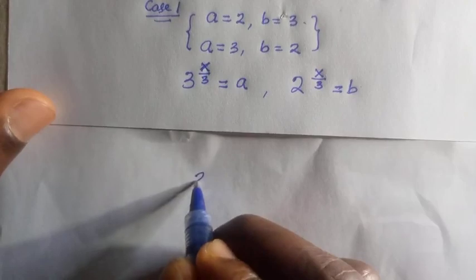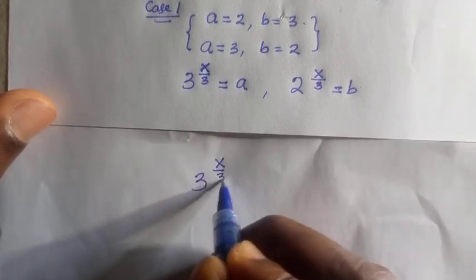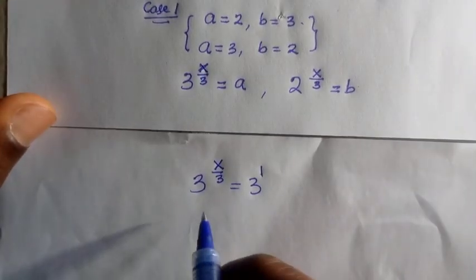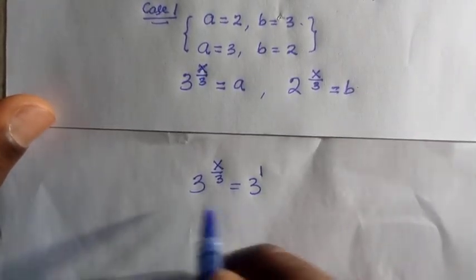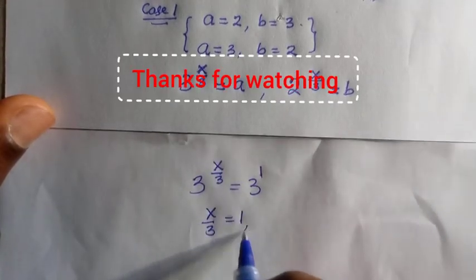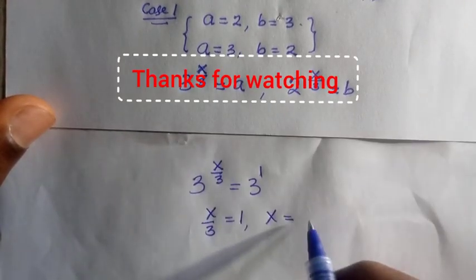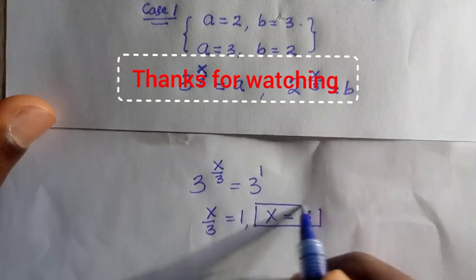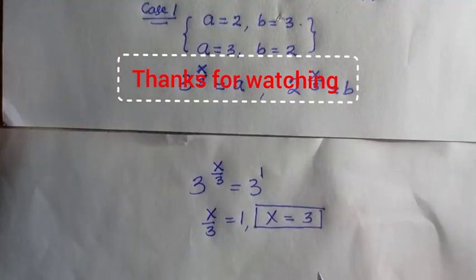3 to the power of x over 3. This gives us 3, and this is 3 to the power of 1. So by considering this one, we have x over 3 equals 1 and x equals 3. So this is what we have for the value of x. And when we consider it for b as well, at b equals 3, we also get the same result.